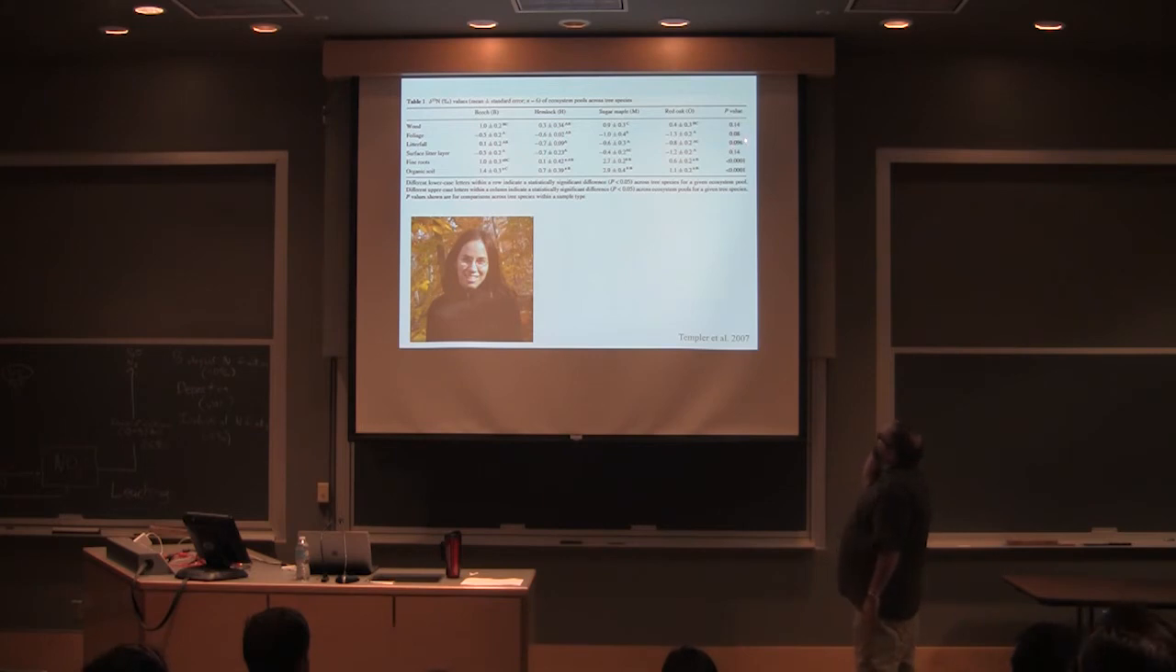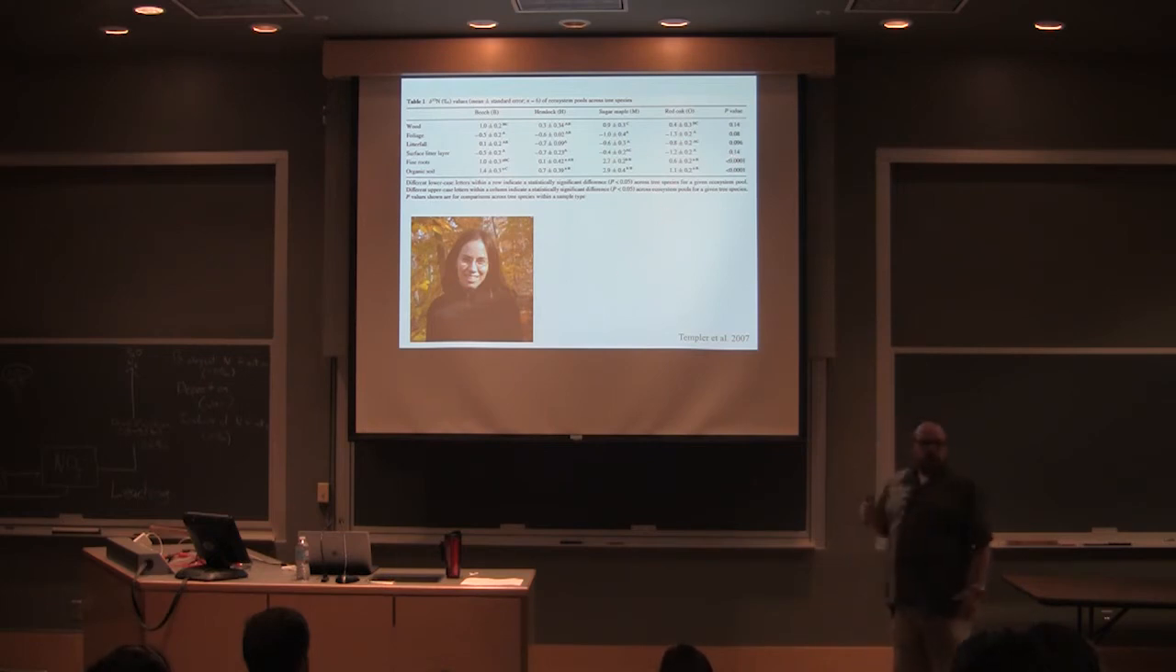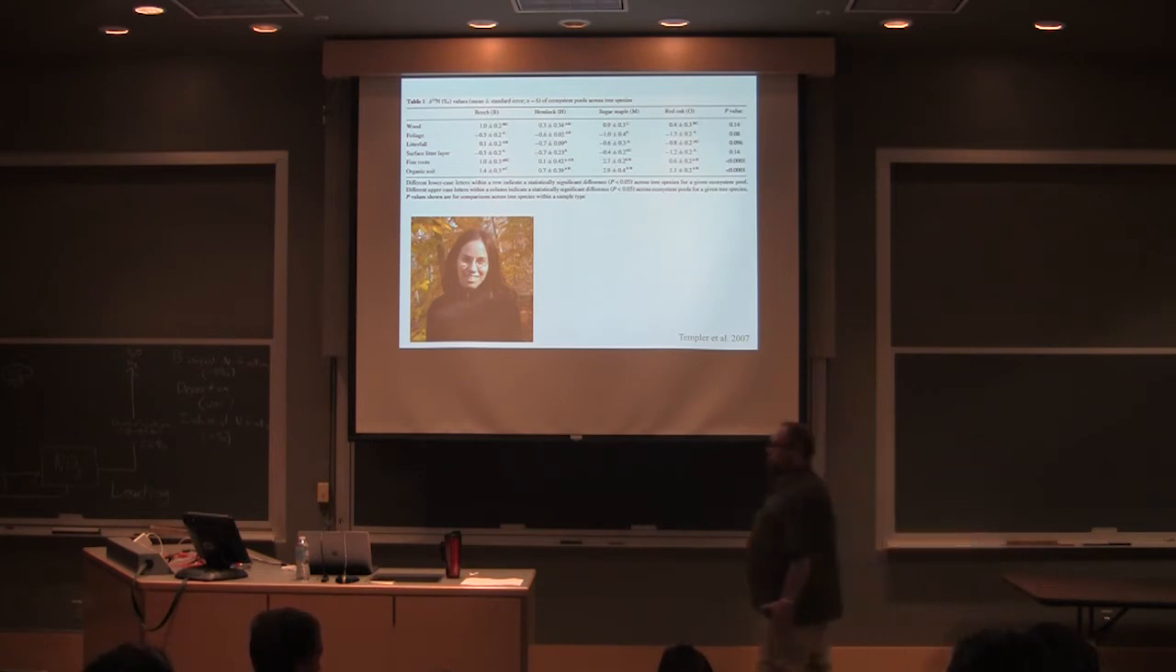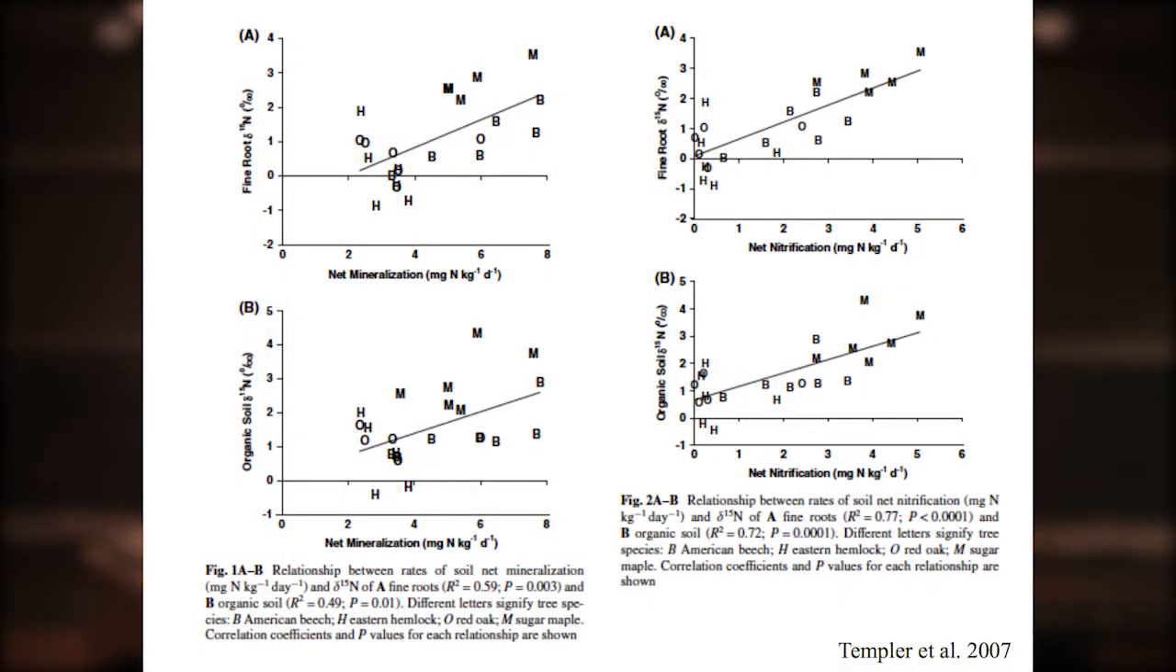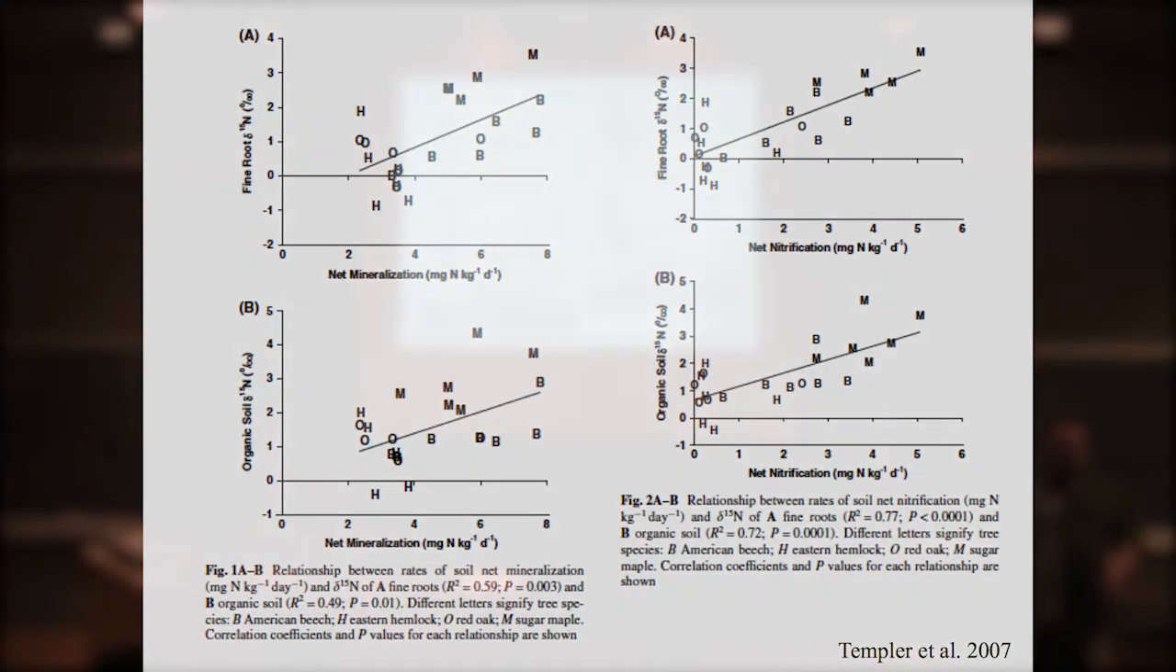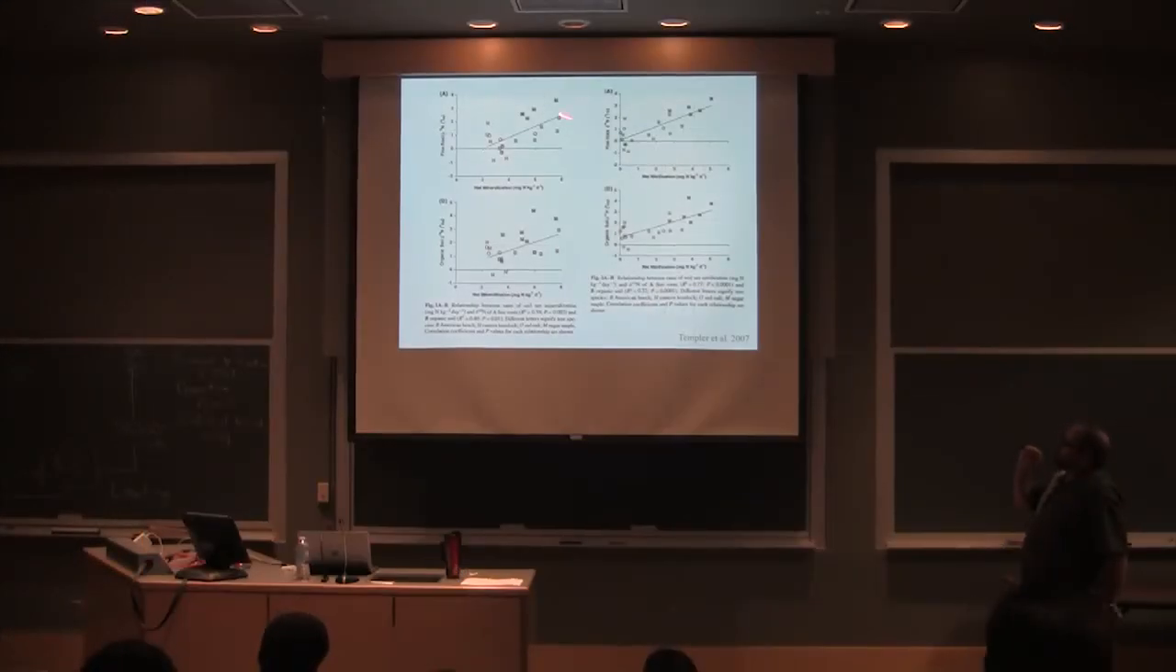You're getting close in foliage, but you're not really comfortable with what it's doing. But then there's a really, really close relationship with fine roots and organic soil. So she found this very powerful thing for northeastern forests, because she could go back and look at the correlation between the rates that we measure in the system and the isotope ratios of fine roots and organic soil. And she got these really nice relationships.